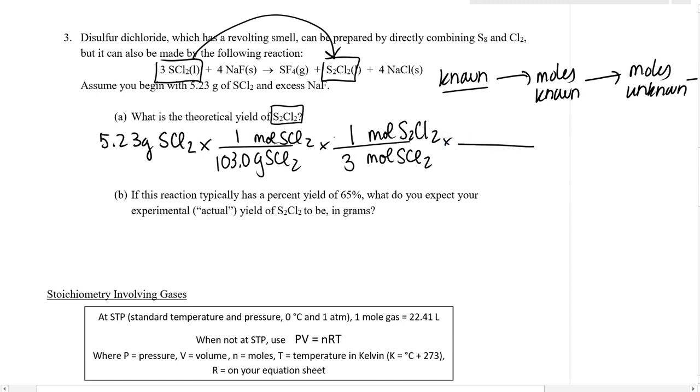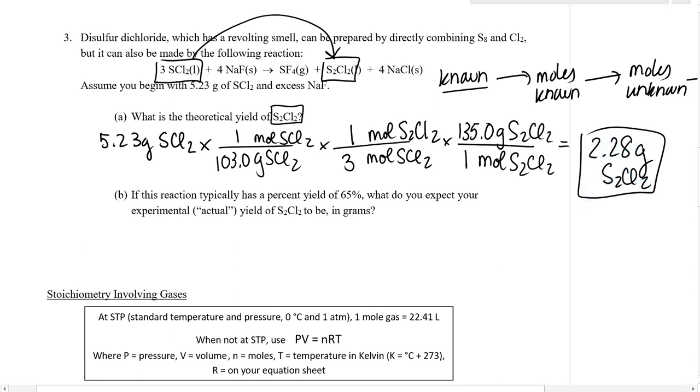And then my last step, my theoretical yield, is kind of unclear in this problem. Let's figure out our theoretical yield in terms of grams. So I'm going to convert moles of S2Cl2 to grams of S2Cl2. Again, looking at the periodic table, it's 135 grams. So my theoretical yield is 2.28 grams.